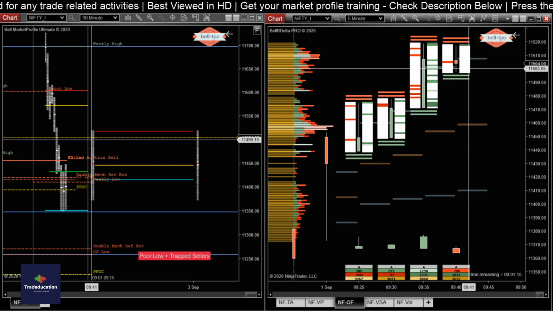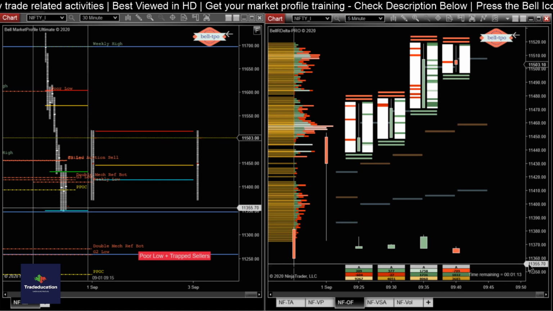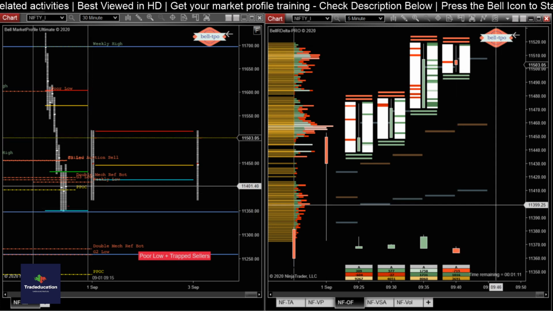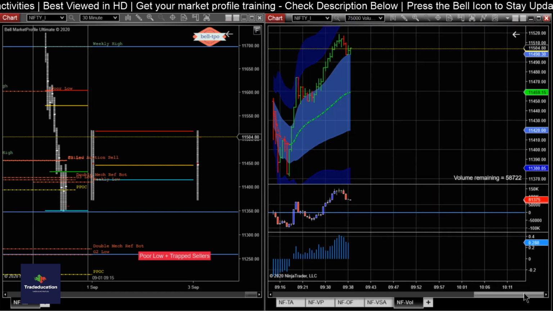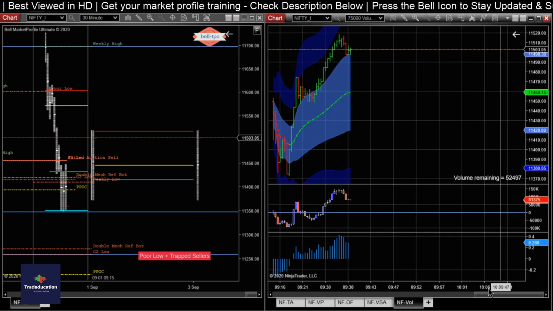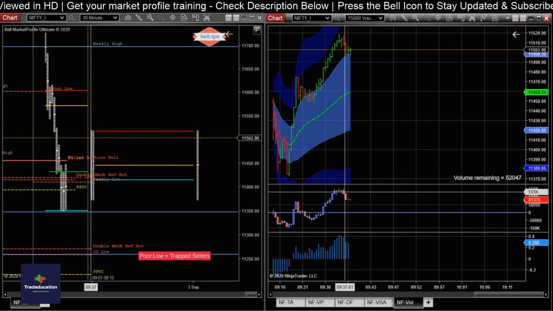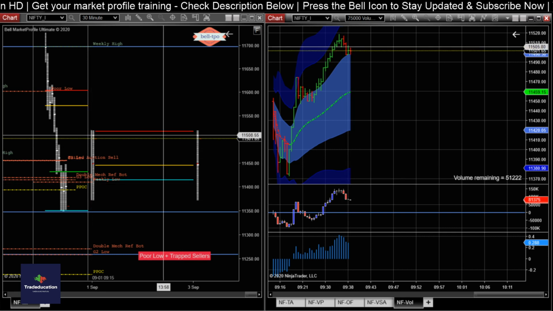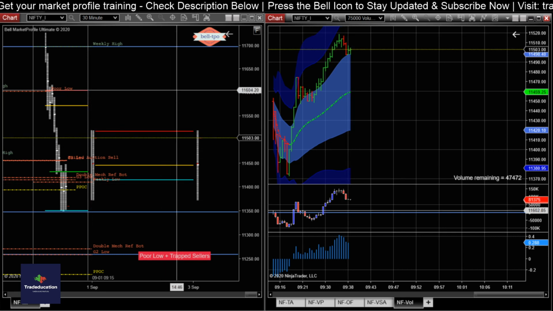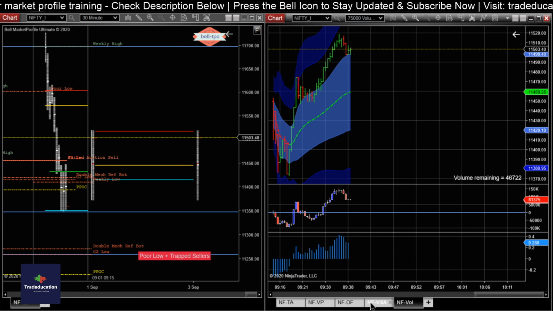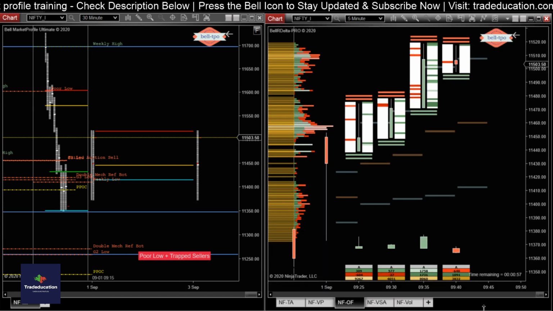So wait for sellers to step in. A doji candle is getting formed. We are still 1 minute to go. So this can be a trap move wherein sellers will be trapped, and again we would be continuing accelerating to the higher side. Okay, so don't get trapped.